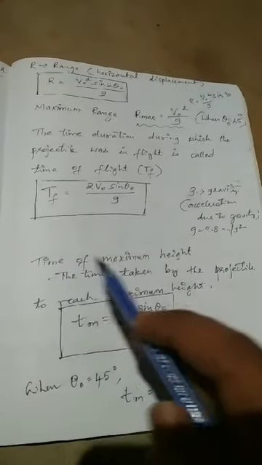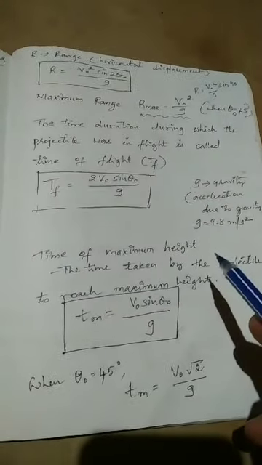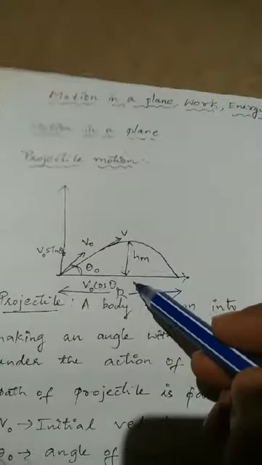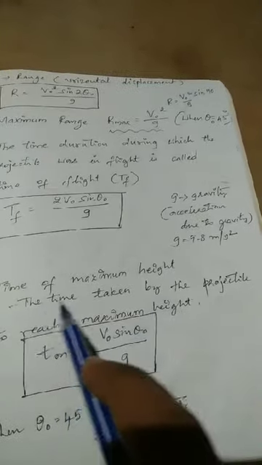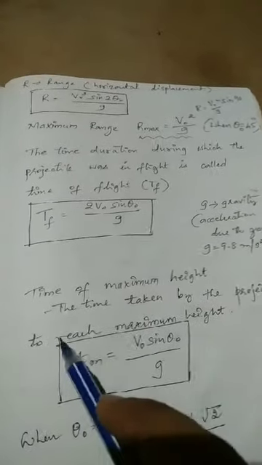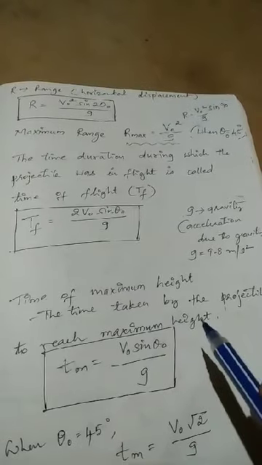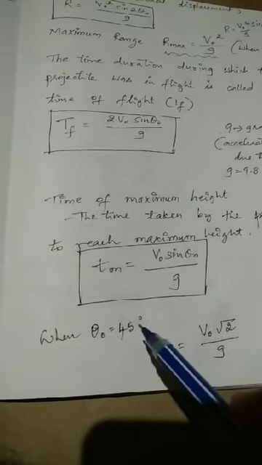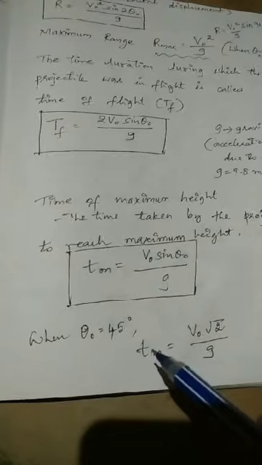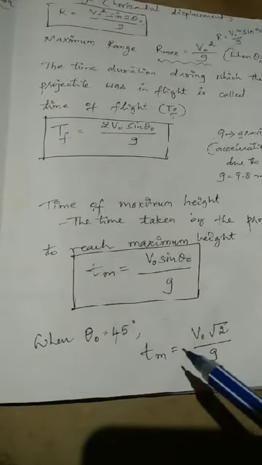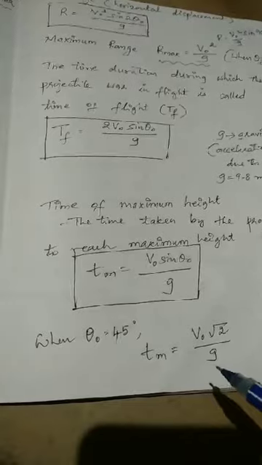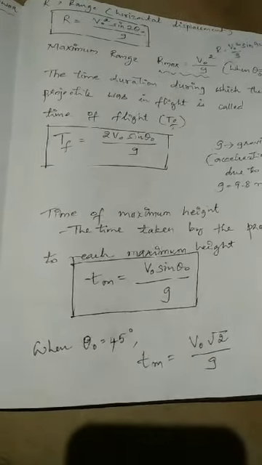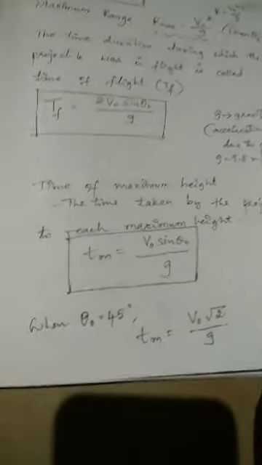Now next, time of maximum height. You know what is maximum height, in this you can see this is the maximum height. So the time of maximum height is the time taken by the particle to reach maximum height. That is given by Tm equals V naught sin theta naught by g. When theta naught is 45, what is the value of Tm? V naught root 2 by g. You can substitute the value of sin 45 there and you will get this.